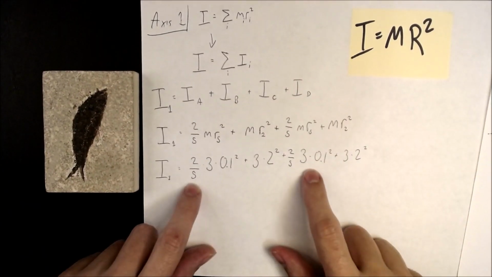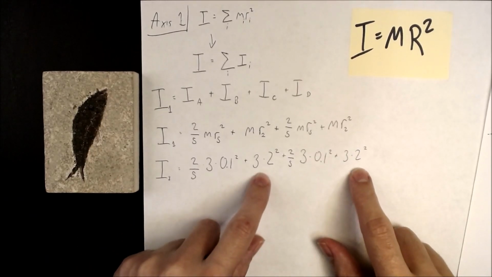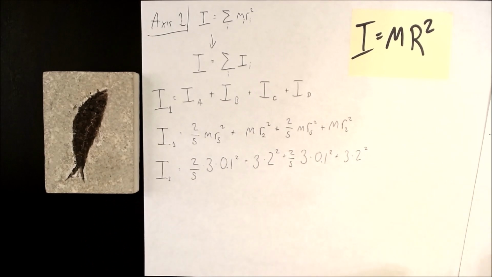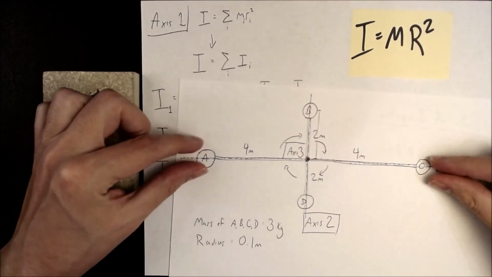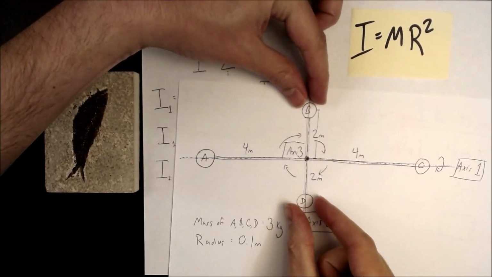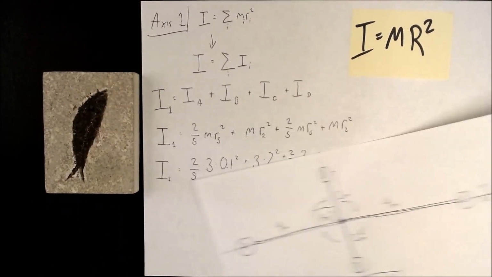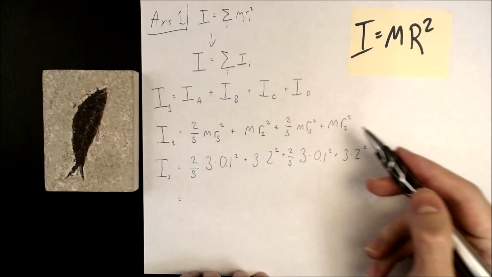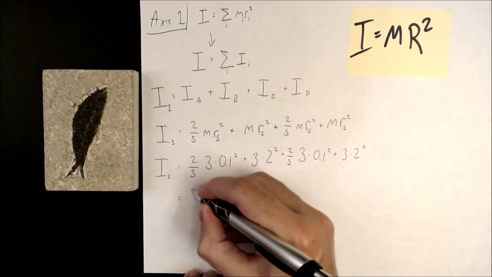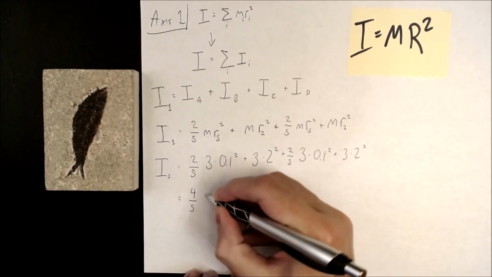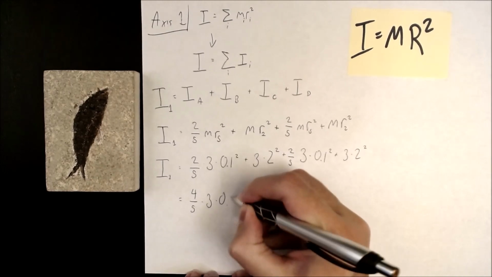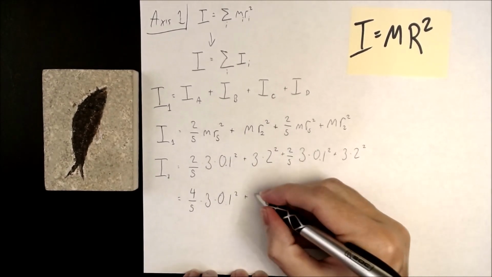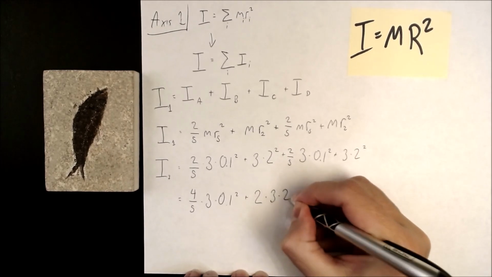We see that these terms are the same and these terms are the same for A and C and then B and D, which is what we'd expect, A and C versus B and D. So we can combine those. I'm going to combine A and C together here to 4/5 times 3 times 0.1 squared, plus, and then I'll combine these two, 2 times 3 times 2 squared.